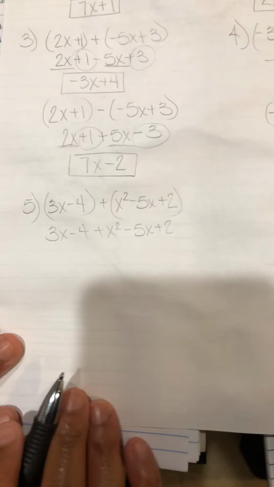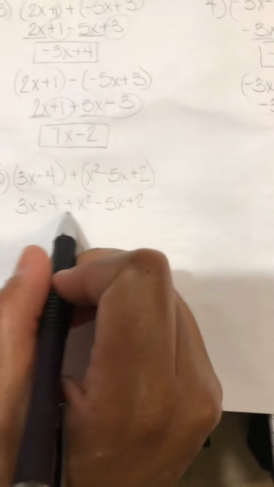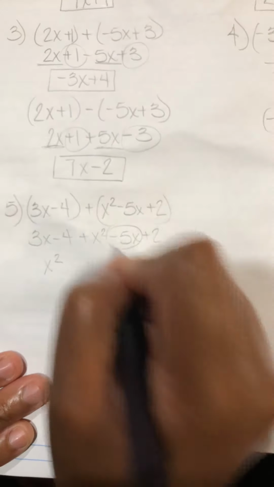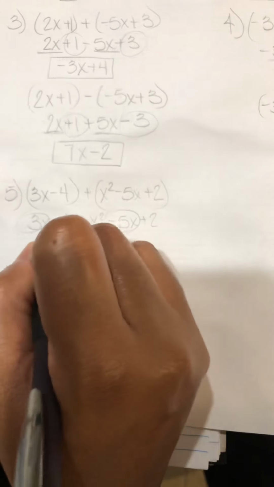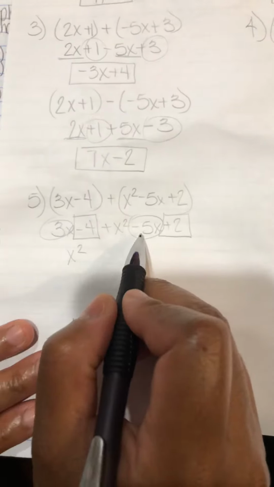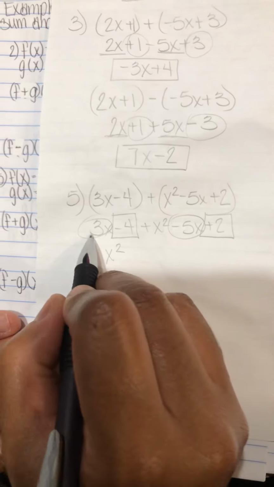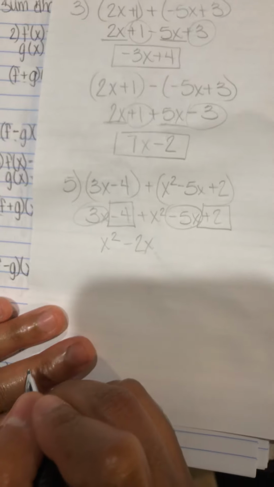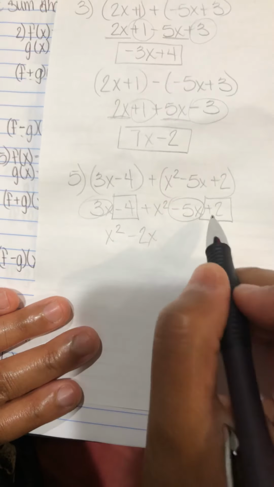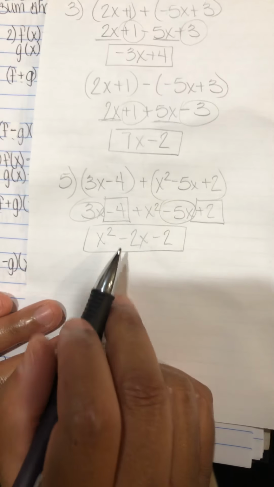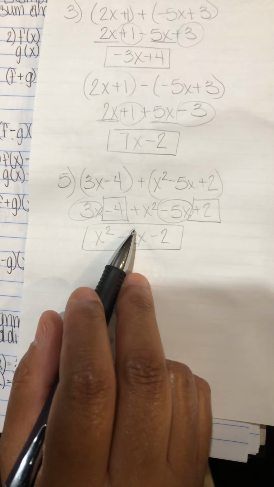All right, looking for matches. Here, I don't have a match for this one, so I'm just going to write it down. These two match, and then these two match as well. So 3 minus 5, 3x minus 5x, that means negative 2x. Negative 4 plus 2, that's a negative 2. And that's my answer. Remember again, if something doesn't have a match, you just write it down.